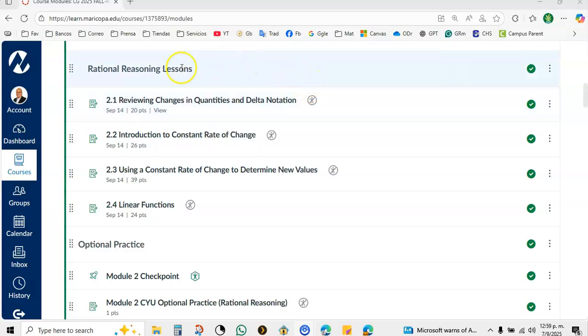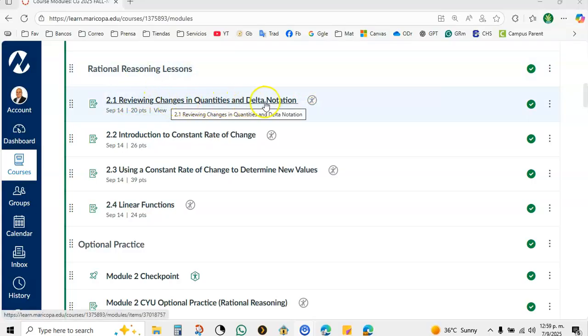So this week we're going to cover changes in quantity and delta notation. Delta notation is basically the difference between a final output and an initial output. So for example, delta y is equal to y2 minus y1, the final output minus the initial output, and same for the input. So delta x, or delta input, would be the final input minus the initial input.